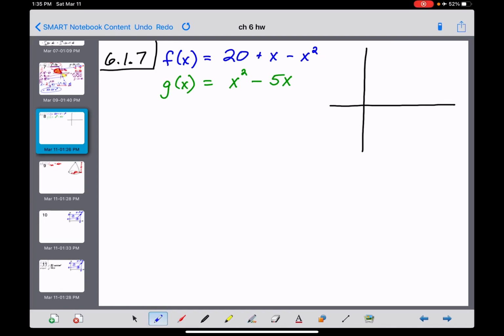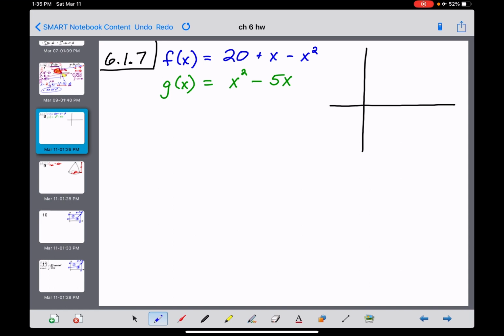Number 7 in section 6.1 looks fairly straightforward to me. They've given us two functions right here, and I hope we can tell looking at this. The blue function, f of x, looks like a downward opening parabola, whereas the green function, g of x, is an upward opening parabola. And they're asking us just to find the area between these two regions.